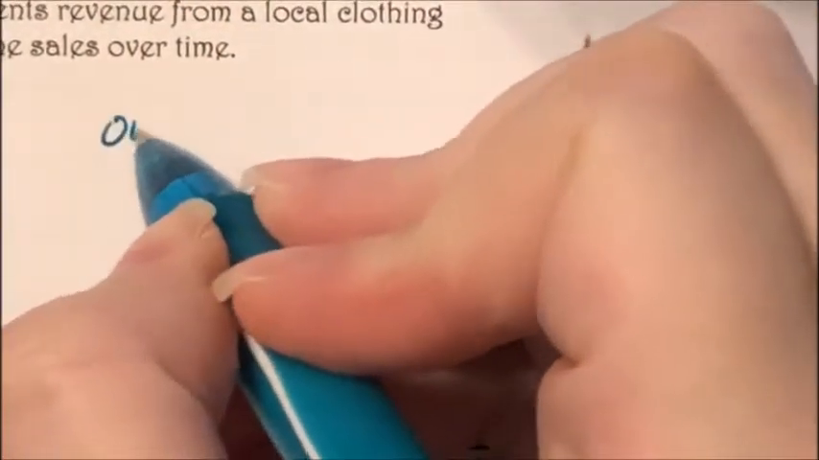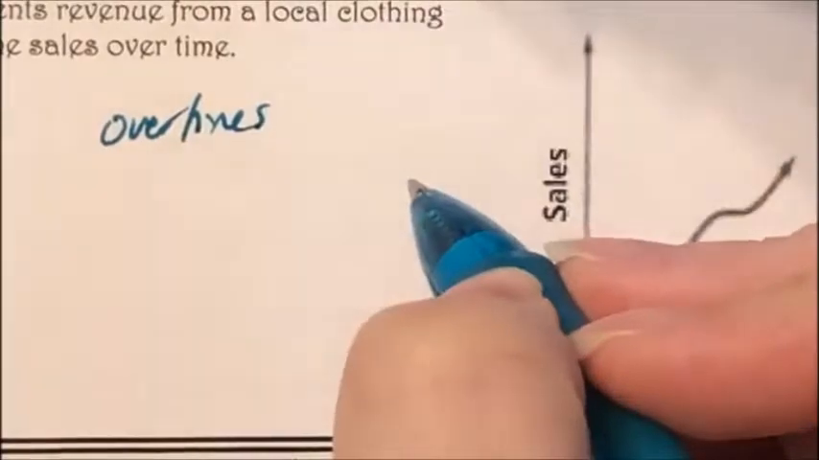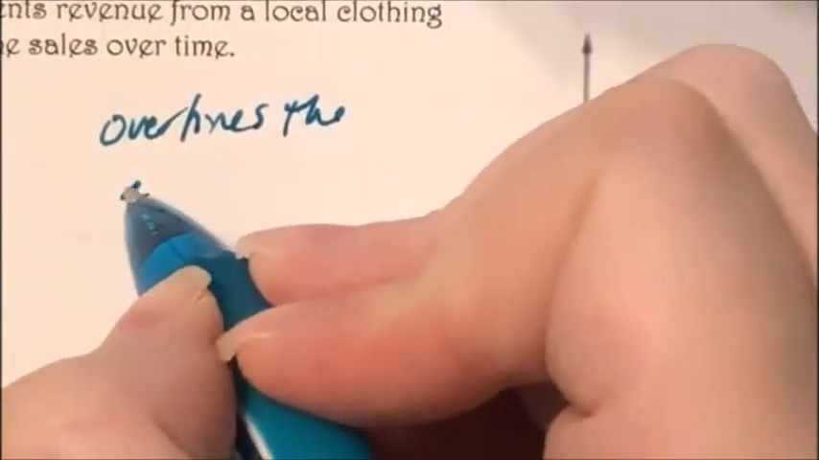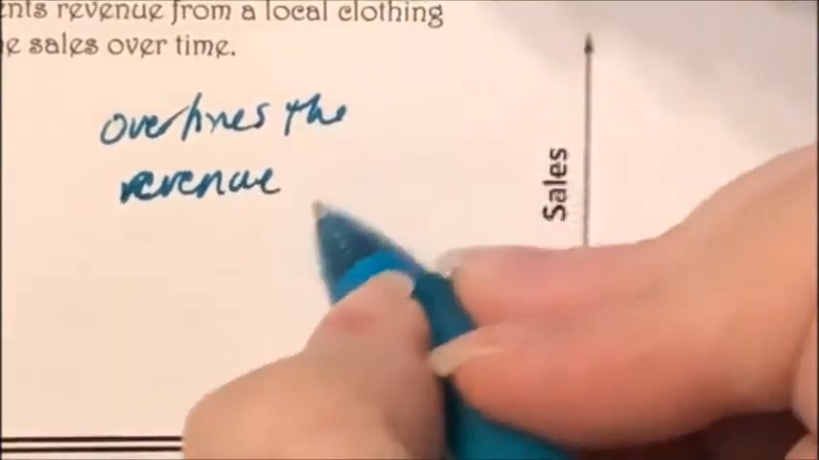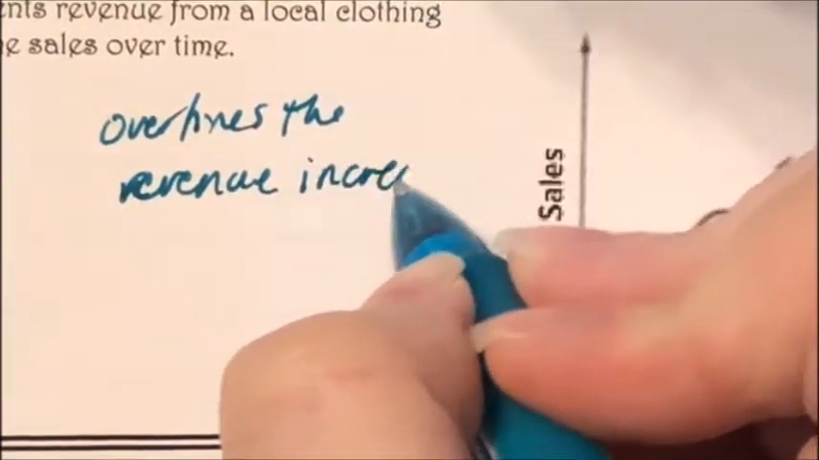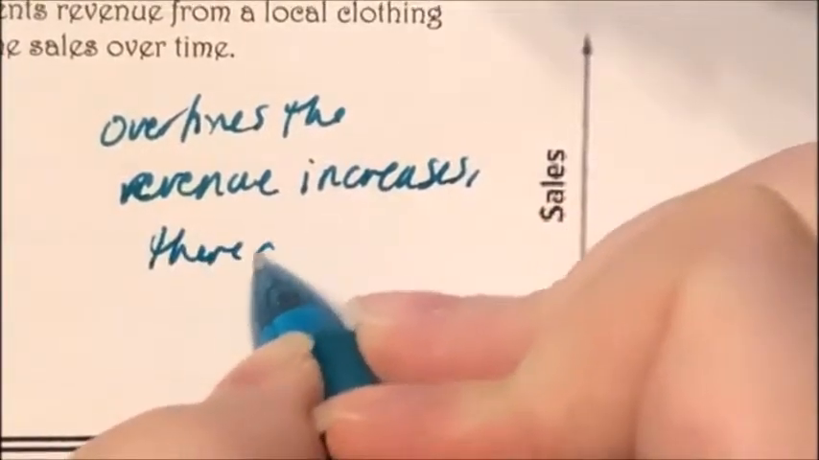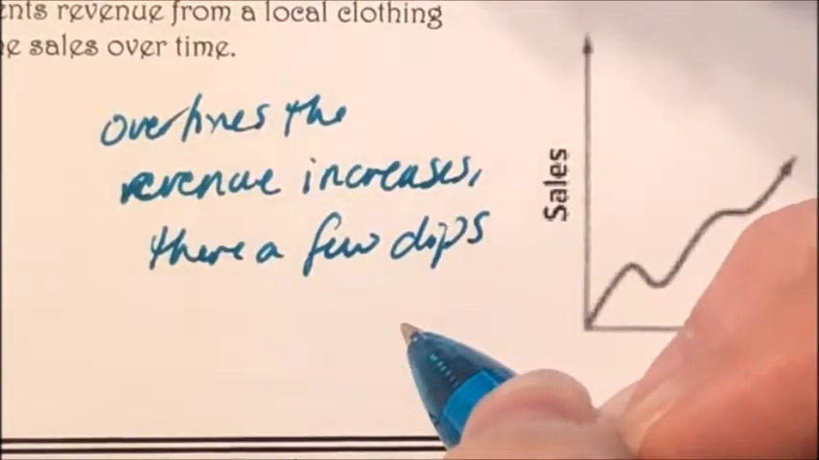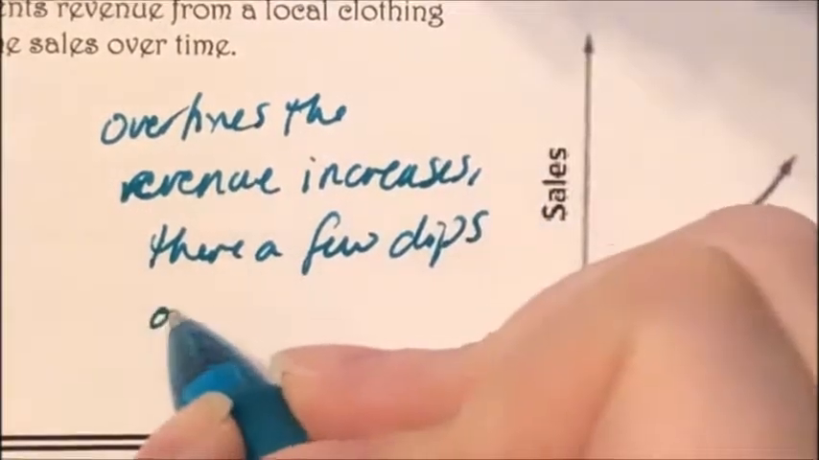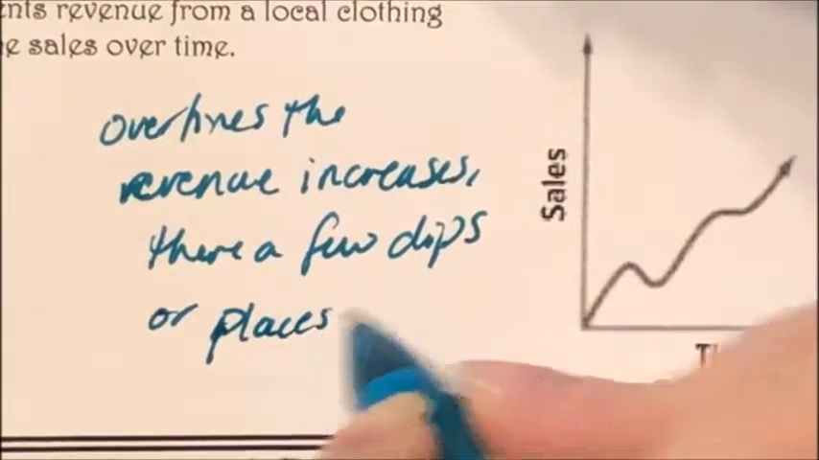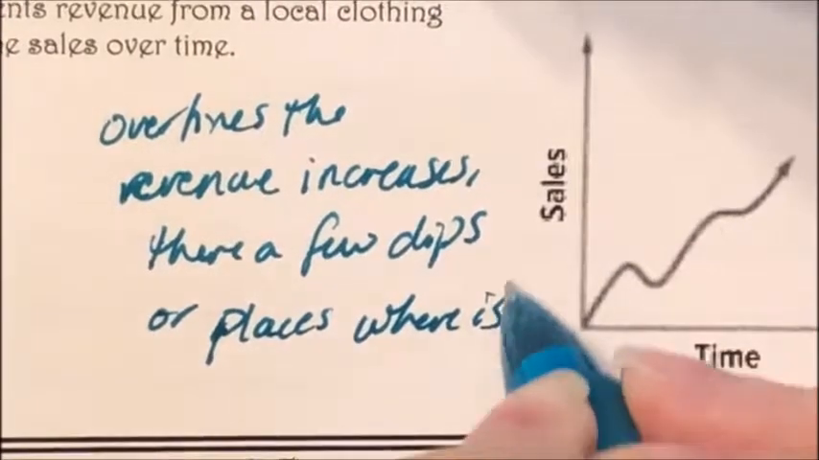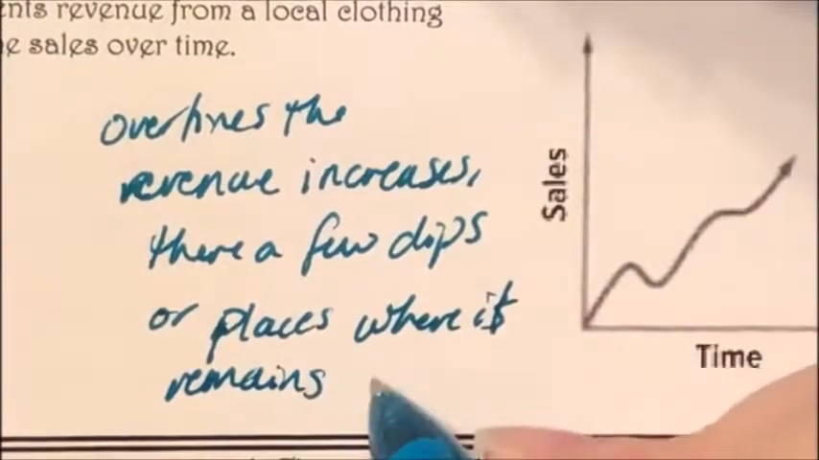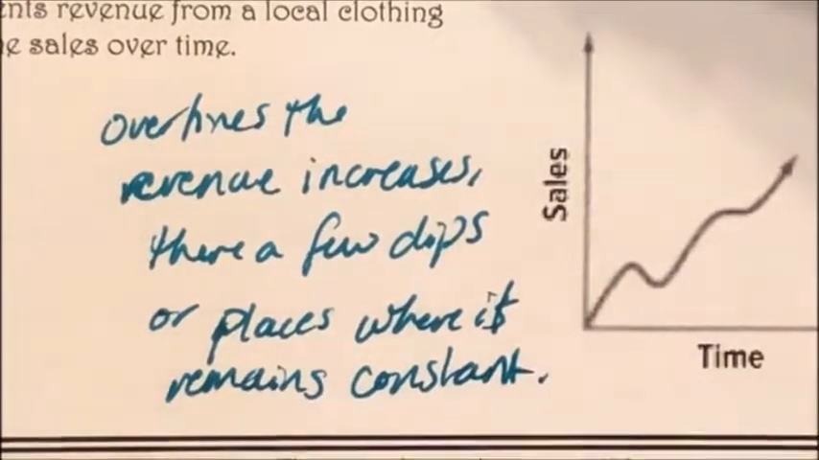So if I'm describing what I see, it says over time, the revenue, that's the money the store makes, the revenue increases. There are a few dips or places where it remains constant. Okay.